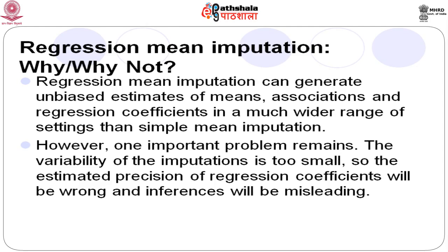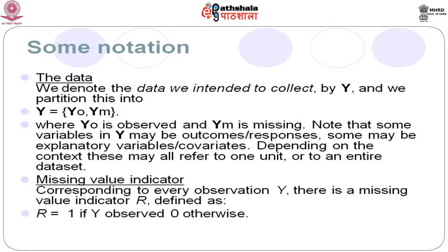Why and why not? Regression mean imputation can generate unbiased estimates of means, associations and regression coefficients in a much wider range of settings than simple mean imputation. However, one important problem remains: the variability, which is very important actually. The variability of the imputations is too small. So, the estimated precision of regression coefficients will be wrong and inferences will be misleading.